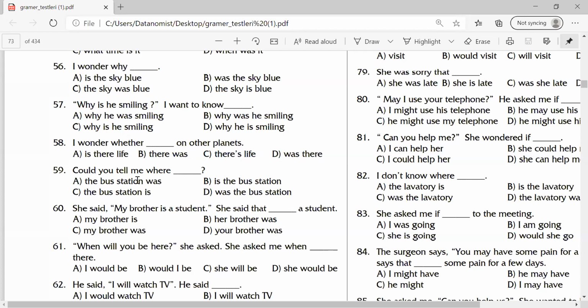Could you tell me where the bus station was? The bus station is. Obviously, answer is this one because I got subject verb. Yes. Now, she said, my brother is a student. She said that my brother is a student. Okay, her brother, my brother, your brother. Okay, see how nicely he has given a trap. She said, my brother. No, whose brother? Her brother. So, and one step back.